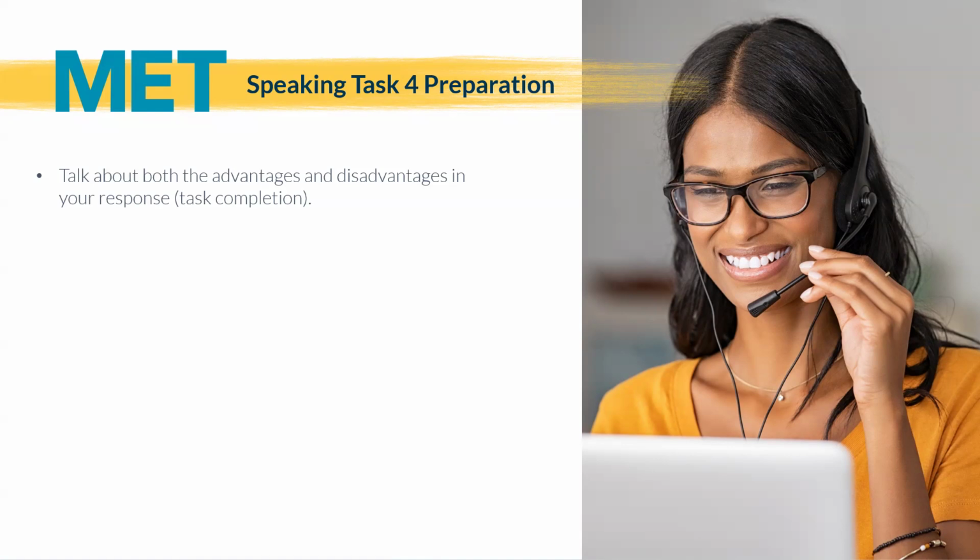And as we talked about a bit earlier, another tip for task completion is making sure that the advantages and disadvantages you give are relevant to the specific topic in your question. So in the example we've just gone through, you're not just talking about the benefits of living in a city, but you're talking about the benefits of studying in a major city.